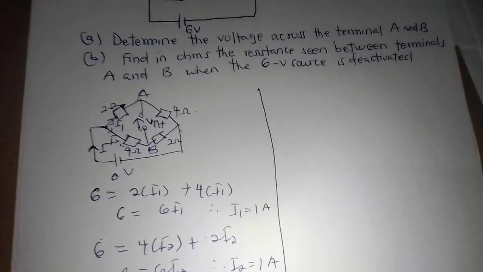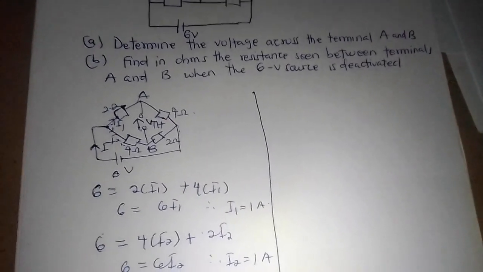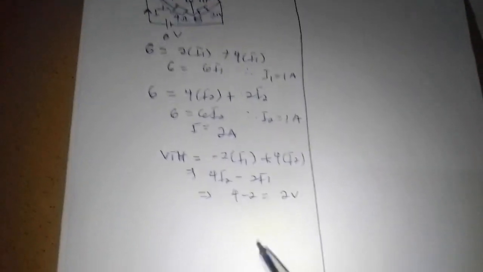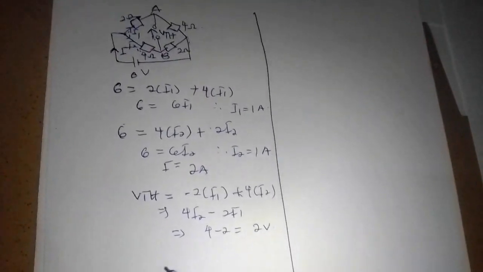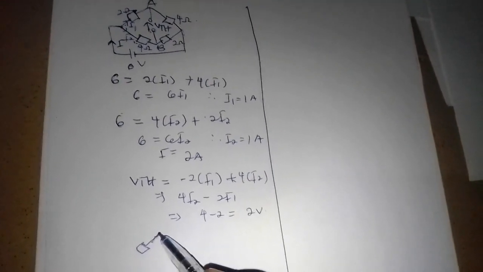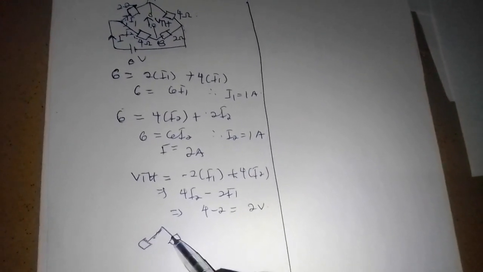It said find, in ohms, the resistance seen between the terminals A and B when the 6 volts is deactivated. So at this point we still have to redraw. We are going to find the Thevenin's resistance. So, redrawing. Then after, we will deactivate the source.